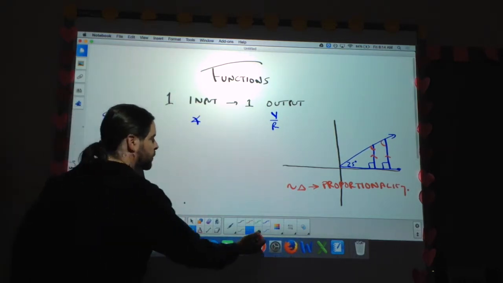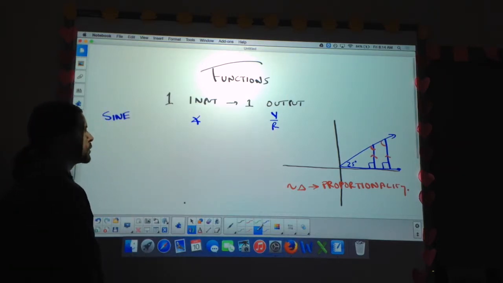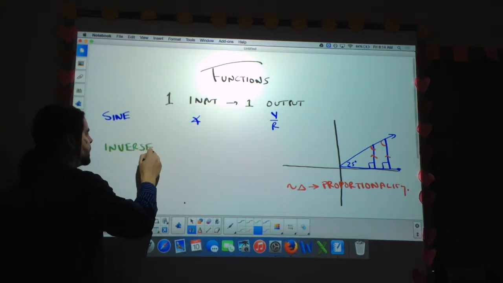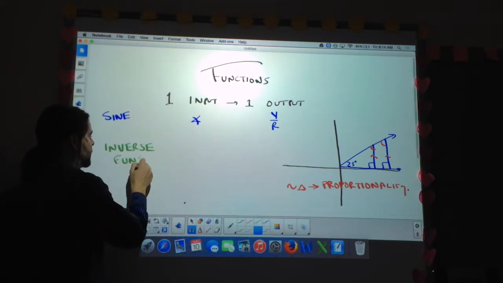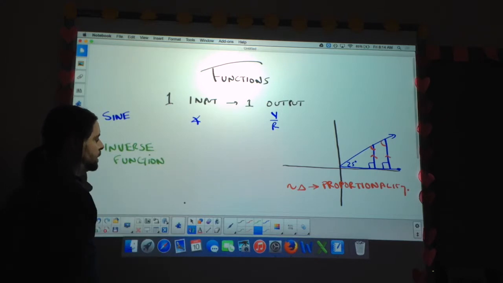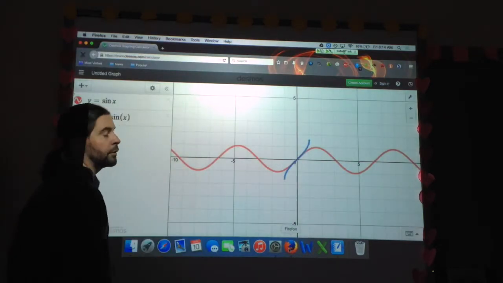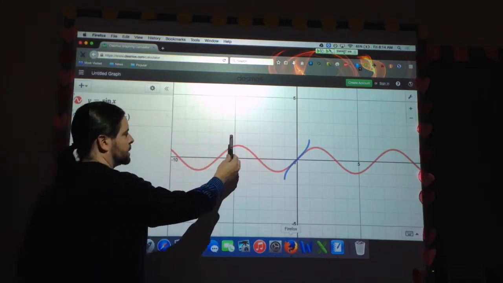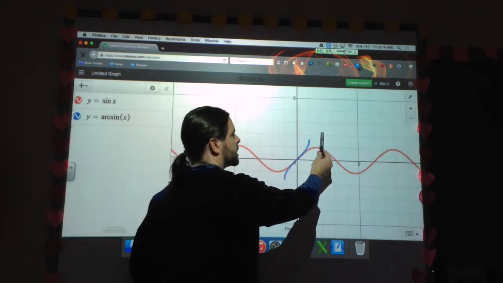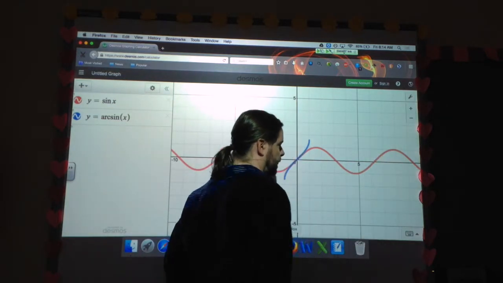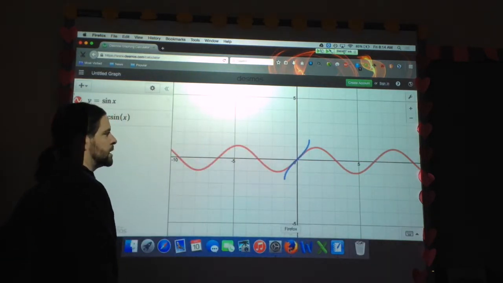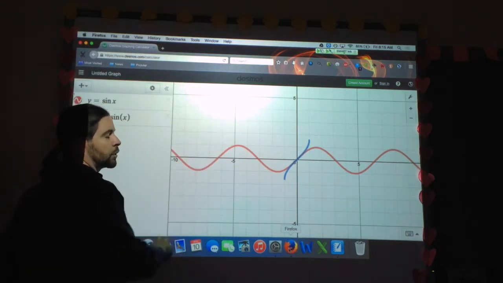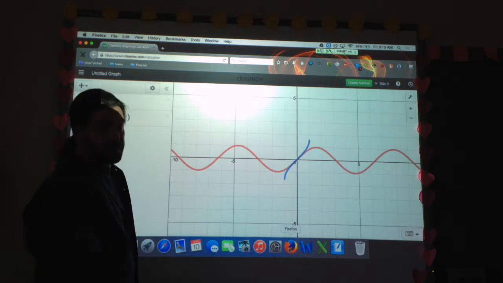Now, one thing we've learned before is inverse functions, and how we can tell inverse functions. If we make a sine graph, this red graph, we can do the vertical line test to see that it only intersects in one place, and so it's a function. But we also figured out that we could do a horizontal line test to see if it's a one-to-one function, and it isn't.